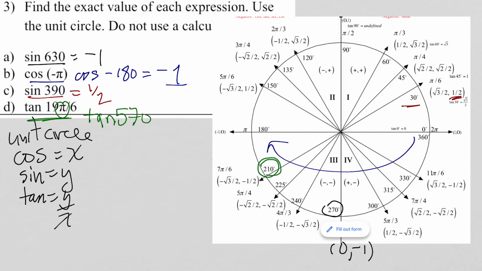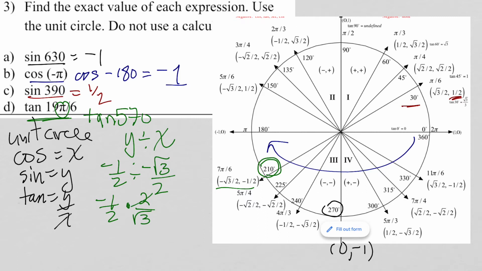So it's landing here. Tangent is taking the y and dividing it by the x. So I am going to be taking negative 1/2 and dividing it by the x. I wrote them down, copied, changed it to multiplication, flipping this around. The 2's cancel. I get negative 1 over root 3, and then I rationalize this. So my answer for D is negative root 3 over 3.